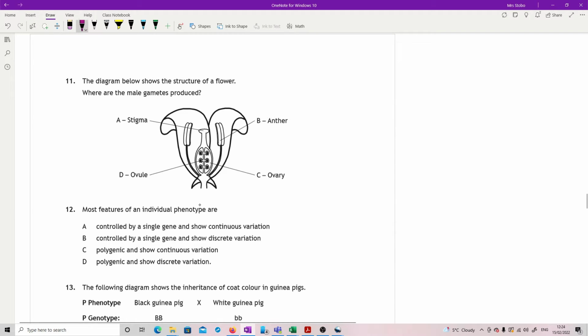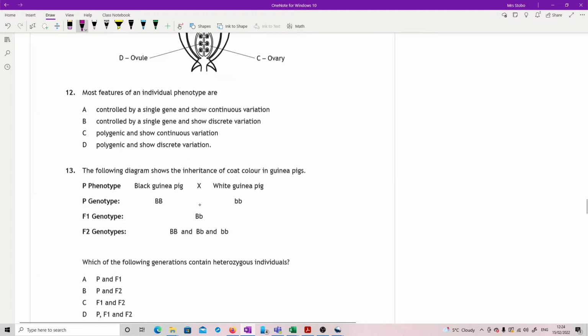Question 11. We've got the structure of a flower. Where are the male gametes produced? Straight knowledge. It is the anther. The ovary is where you make the ovules. The ovules are the female sex cells, and the stigma is where the pollen lands during pollination.